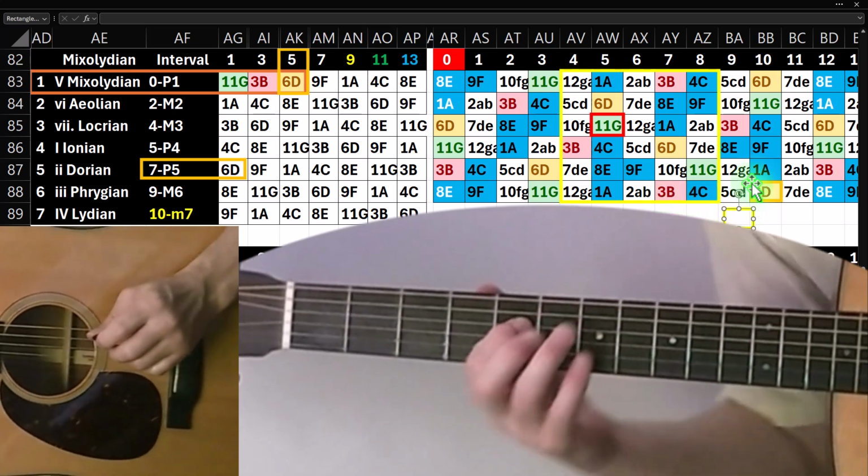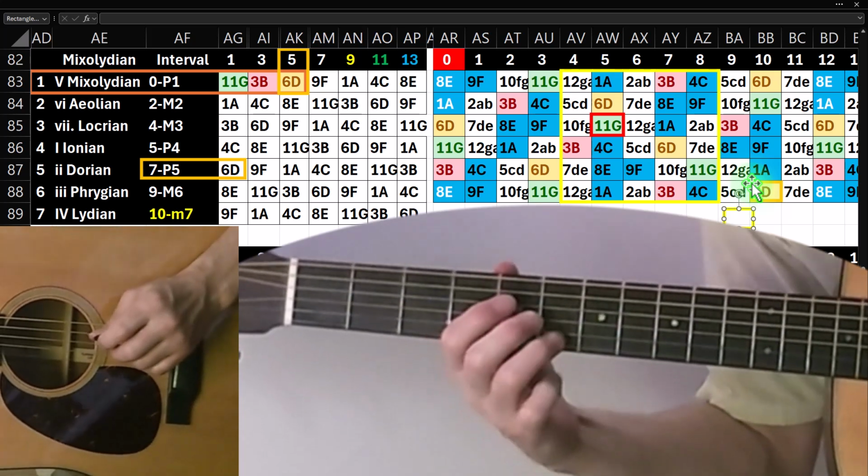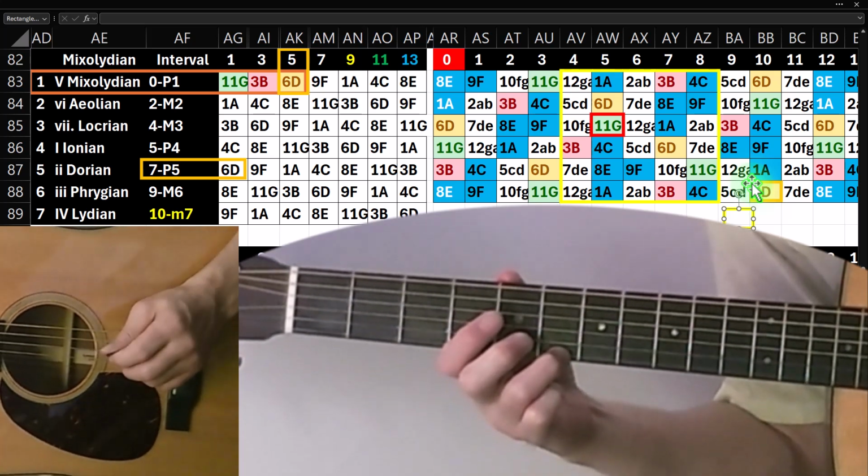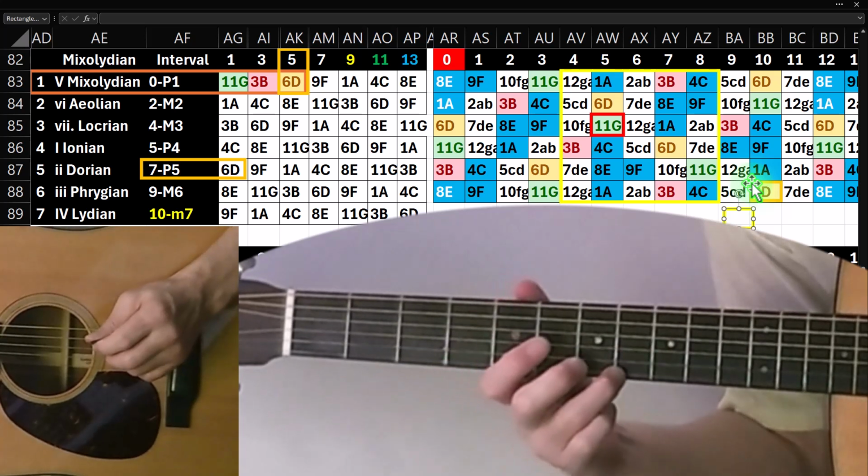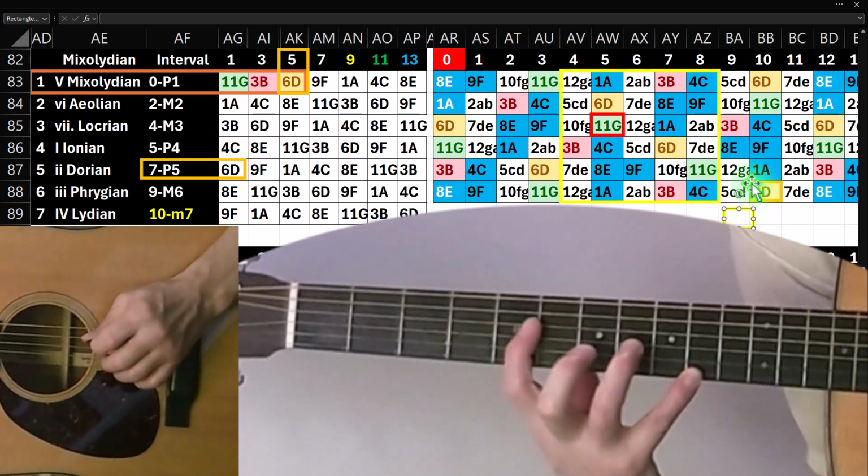Let's count it out this way. So we're here, 5, and then shift up to 10, and then 15. 15 minus 12 is 3, 4, 5, 6, 7. So from here to here.